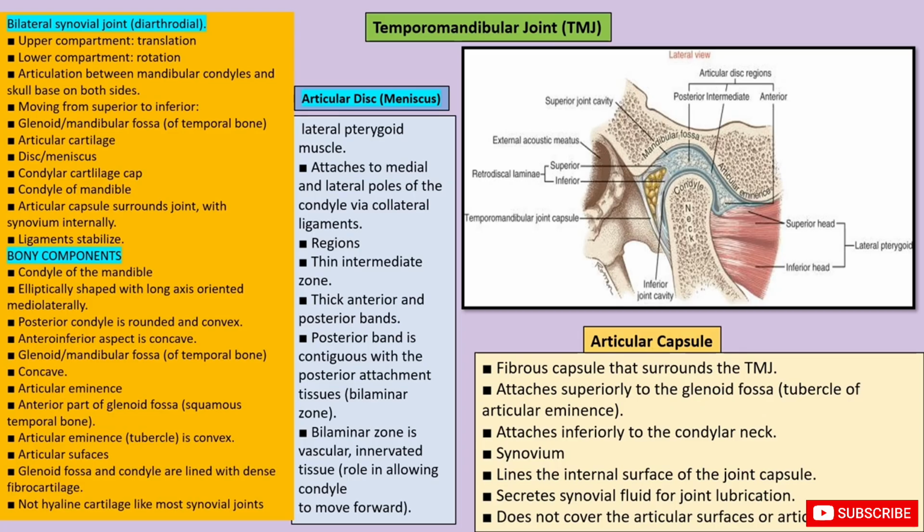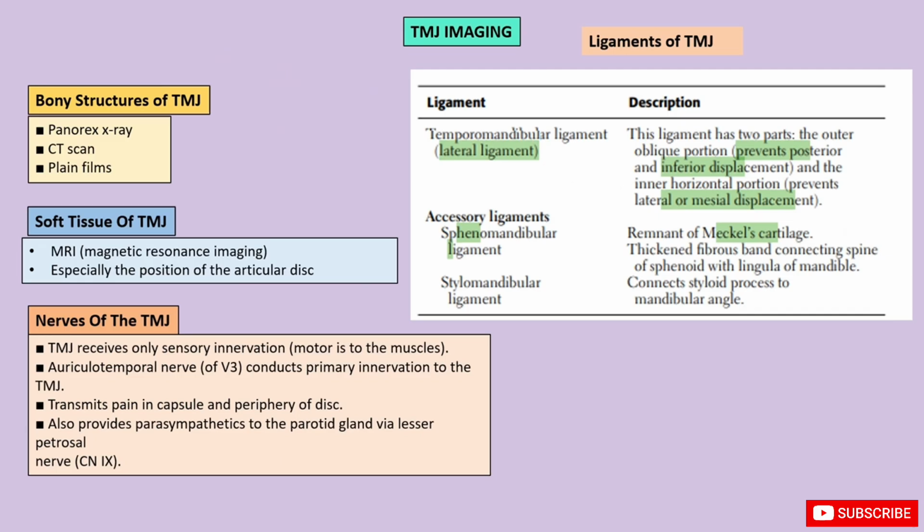Now the TMJ imaging, that is the next one we can see. The bony structures we can image by pano, CT scan, or plain films, while for the soft tissues, MRI would be required, especially for the position of the articular disc. The most important nerve innervation to the TMJ is definitely the auriculotemporal nerve, which conducts the primary innervation to it.